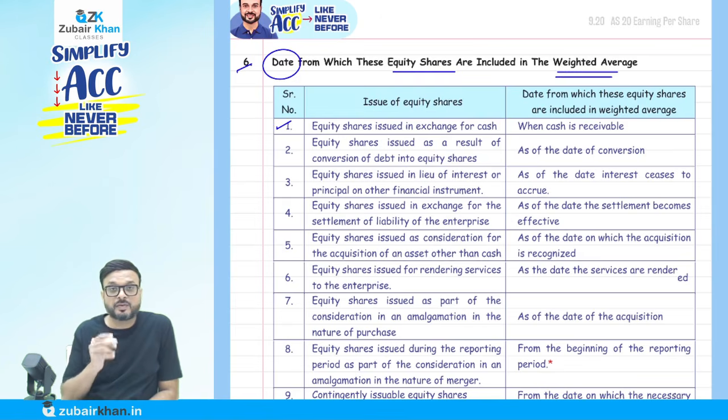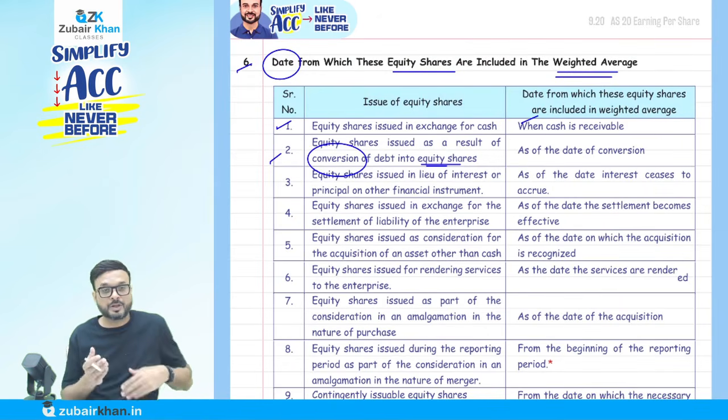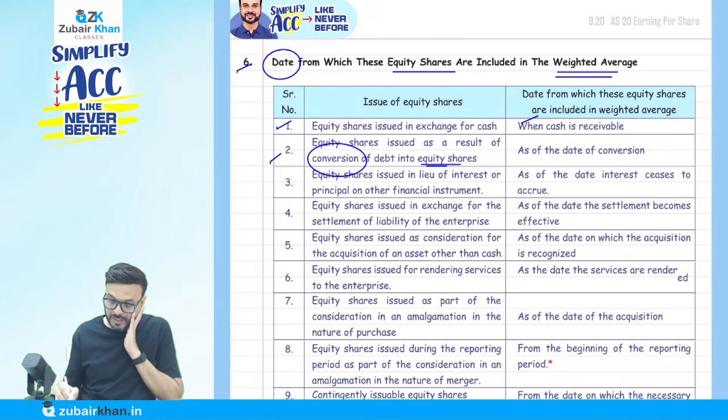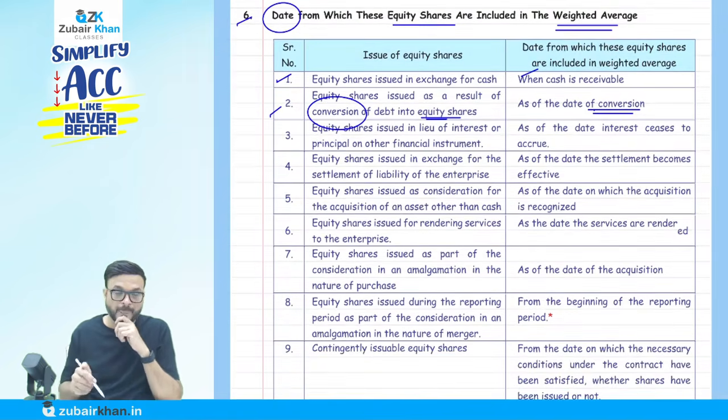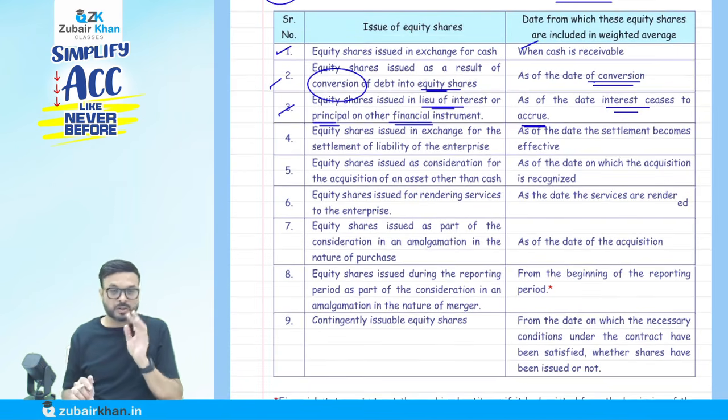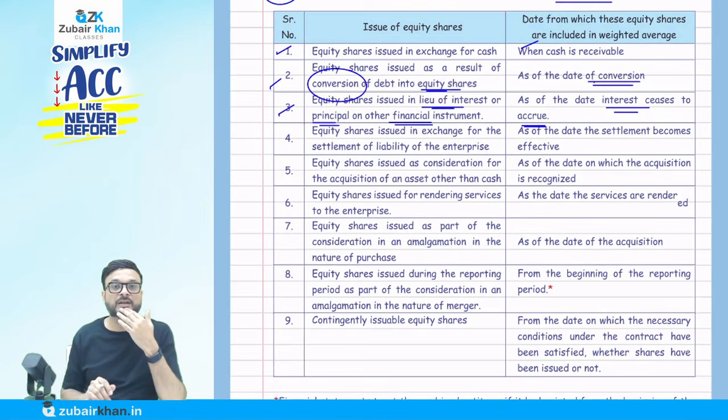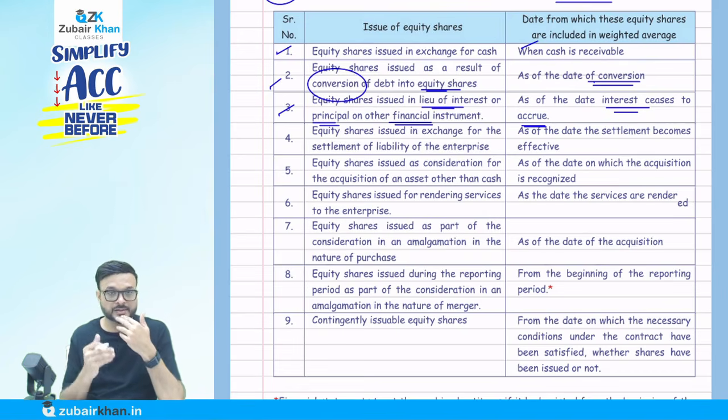First, equity shares in exchange for cash: when cash is receivable. Equity shares issued as a result of conversion of debt into equity: the debt is converting into equity, so as of the date of conversion, from that date we will count it. Now, equity shares issued in lieu of interest or principal on other financial instruments: as of the date the interest ceases to accrue. So interest is not going to be charged from that date, and it will be considered the date of conversion.